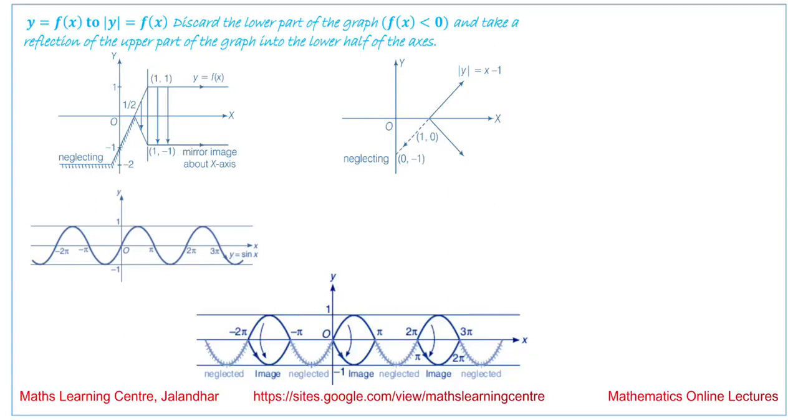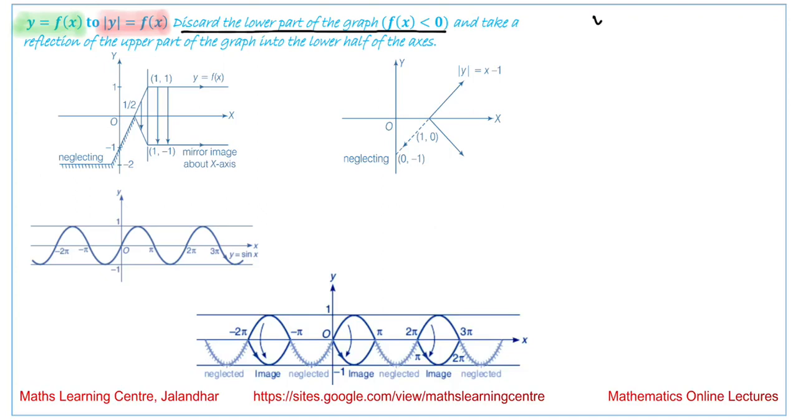Next we have, if the function y is equal to f(x) is given, and we have to plot the graph corresponding to mod of y is equal to f of x, what we have to do is discard the lower part of the graph where f of x is less than 0.